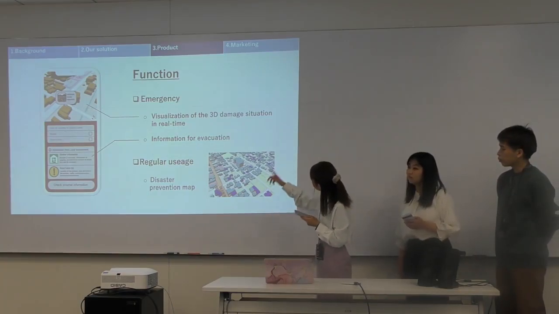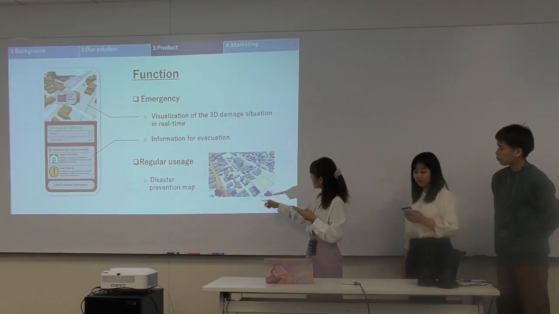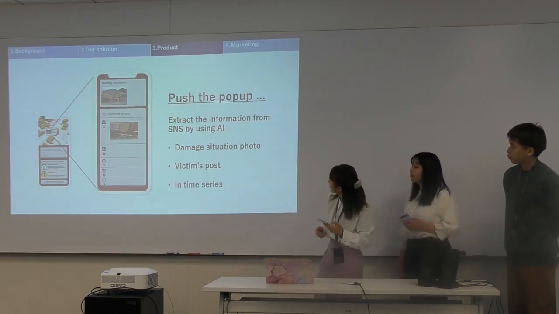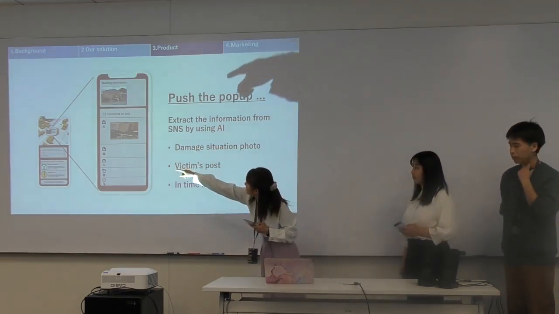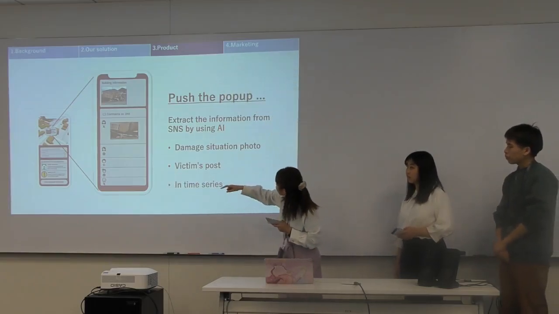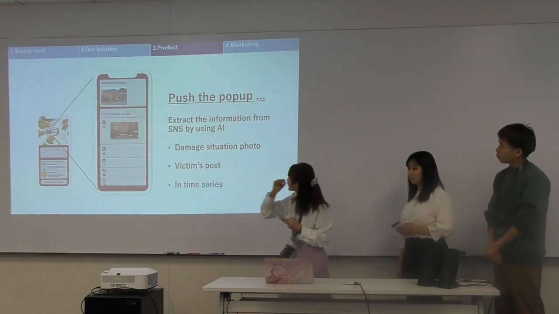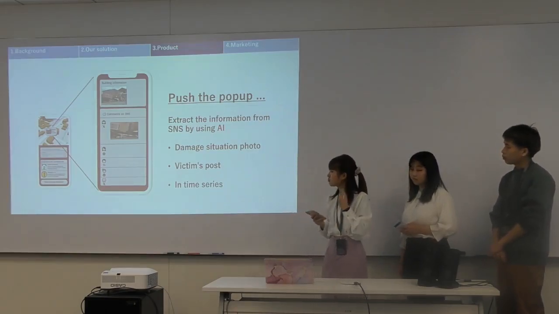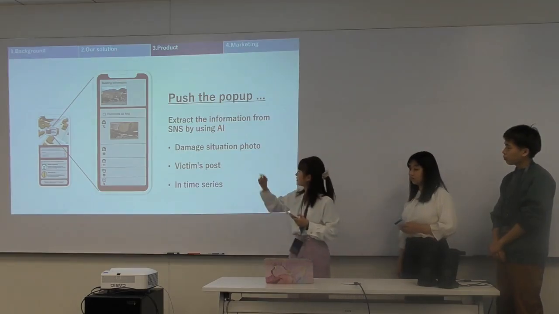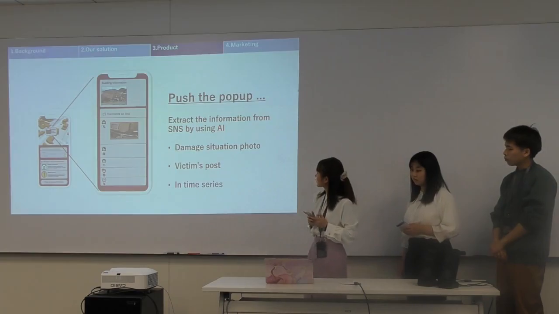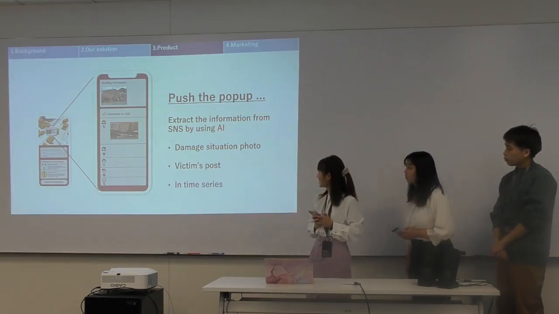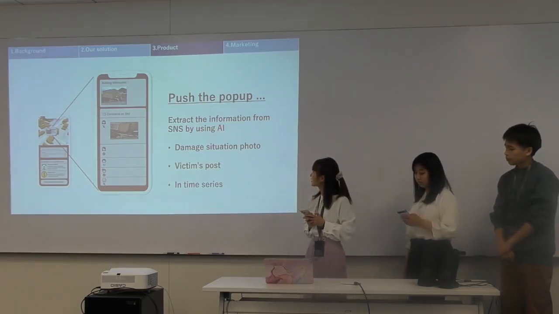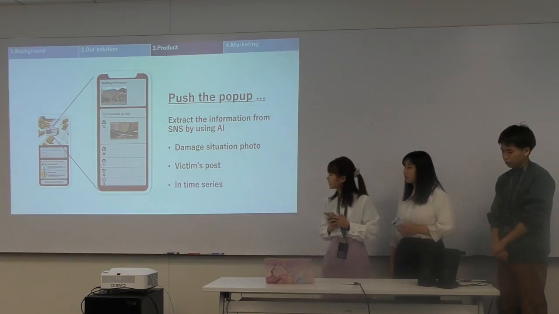It is classified into mapping levels by different colors. And on each building in this map, a pop-up may appear. If users push this pop-up, we can get more detailed information about this building, such as the damage situation photo or victim spots in time series. This information is extracted from social media by using AI.